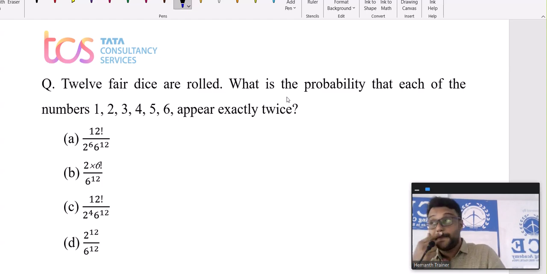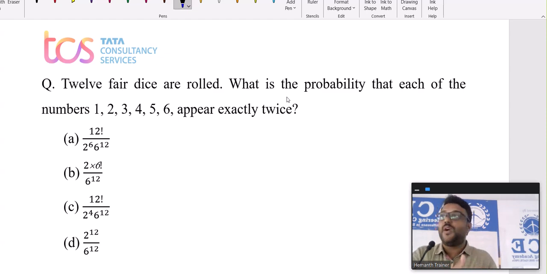Total outcomes is 12, not 8. 2 into 6. Tossing a coin, you get 2 outcomes. Rolling a die, 6. I'm using the word and. And means multiplication. Tossing a coin 2, rolling a die 6. 2 into 6 is 12.